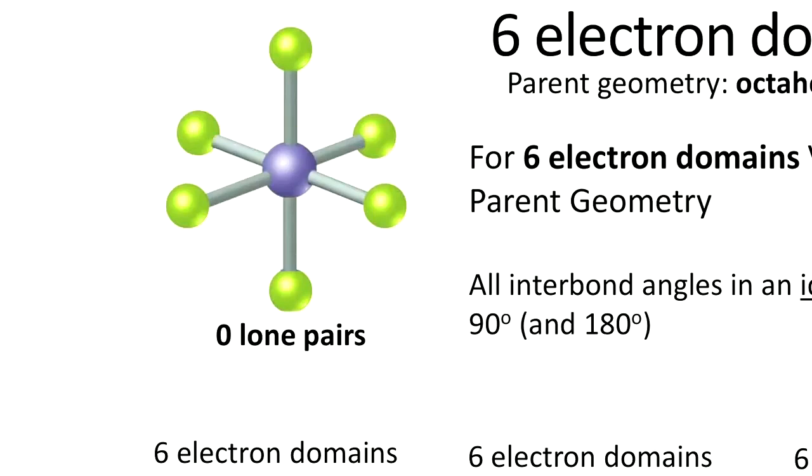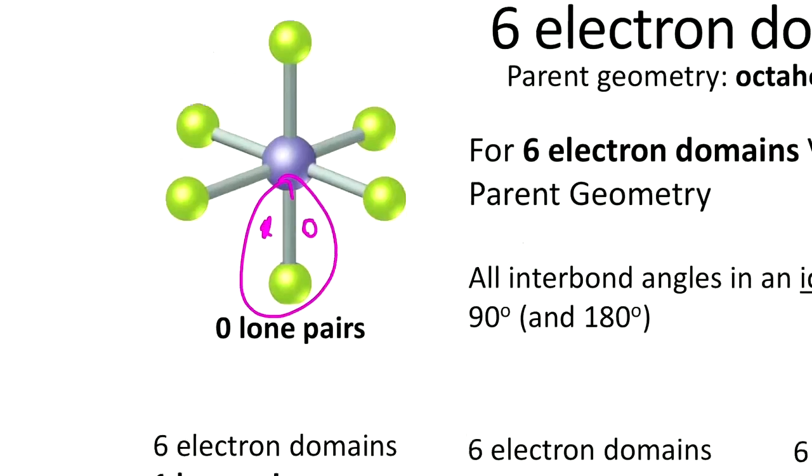All of them are 90 degrees away from their nearest neighbor. There's no axial or equatorial region. So when we place our first lone pair, does it matter where we put it? No, because all the bonds are the exact same. So I think in this example, they just put it on the bottom, but it doesn't really matter.